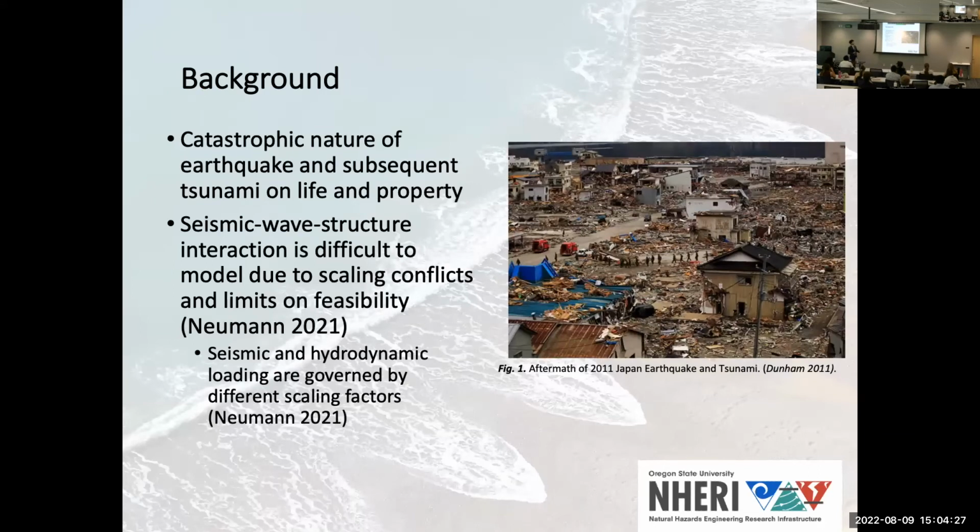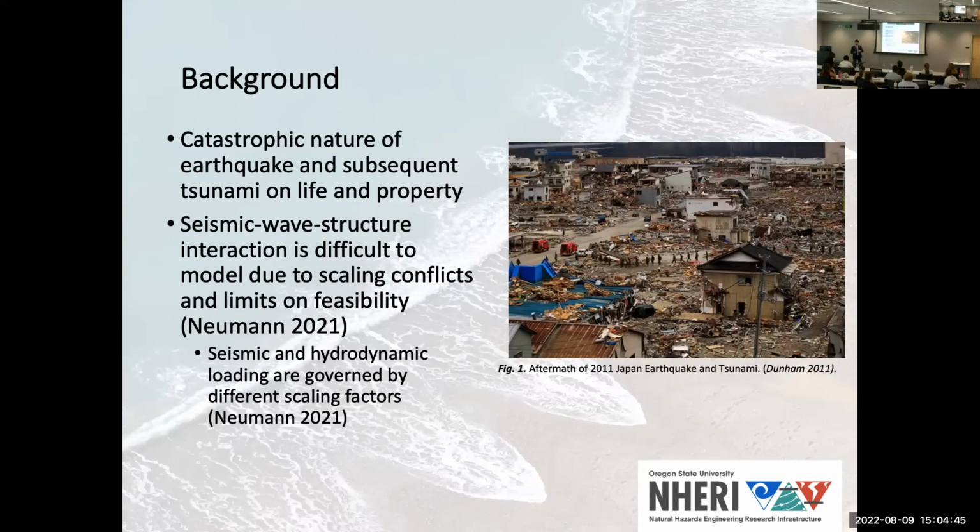All right, so for some background on this topic, we're all well aware of the catastrophic and deadly nature of earthquakes and tsunamis. However, there's a pretty big disconnect between the catastrophic nature of these natural disasters and how much modeling and research has gone into investigating both of these combined.